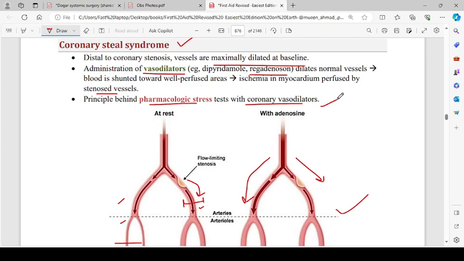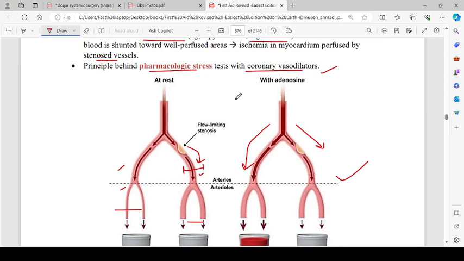Basically, when we are checking if there is some obstruction or not, we give short-acting vasodilators like adenosine, and we check for the stress test. It is used when people cannot do the treadmill test or physical activity for any reason, like an amputated leg, or they just can't do it. So we do the pharmacologic stress testing like this.